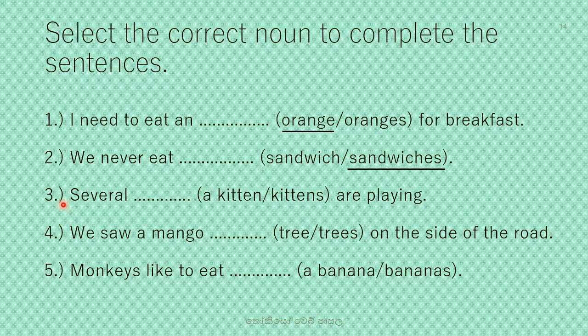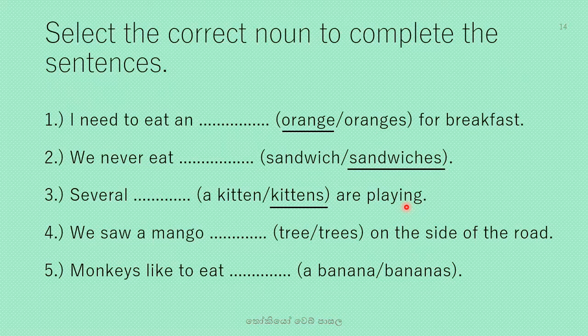Third sentence. Several blank kittens are playing. So what is the answer here? Yes, I hope you might have found it. Several kittens are playing. So when we have the word several, it means plural. So we cannot use a kitten, but we will have to use kittens. Several kittens are playing.